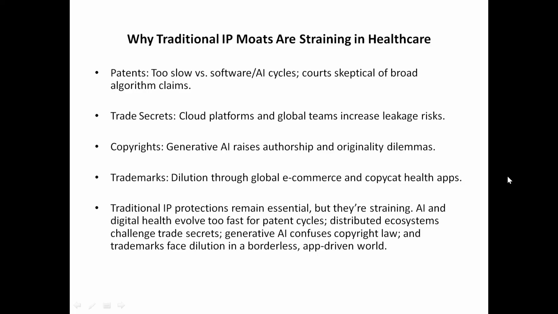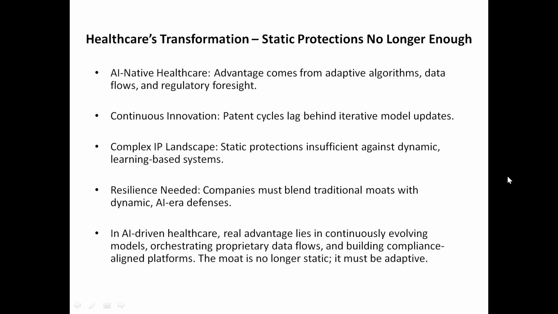So traditional IP protections remain essential, but they are straining. They are still essential, but we need a new strategy. AI and digital have evolved too fast for patent cycles and ecosystems, trade secrets are challenged, generative AI confuses copyright law, and trademarks face dilution in the app-driven world. So we need some new strategy.